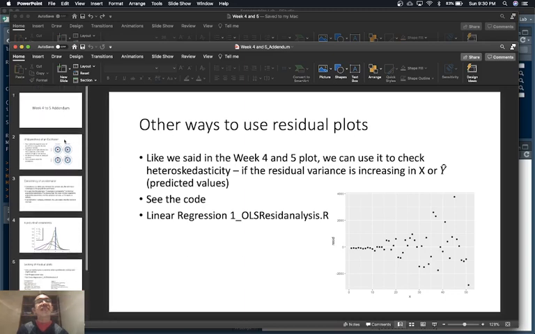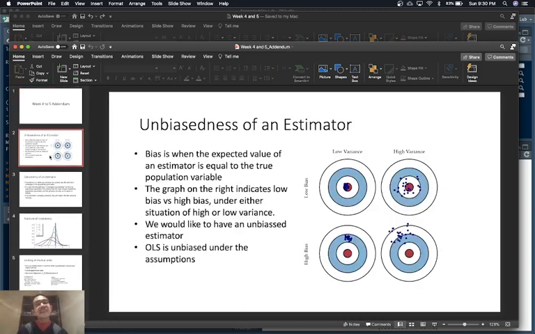Let's talk about the addendum. I did the addendum because I want to make sure that everyone knows what unbiasedness and consistency are, because that will play a role at the end of the course. That's something to remember because with OLS, what you're really after is to make sure that your regression and your estimates are unbiased and consistent. So what is bias? Bias is when the expected value of the estimator is not equal to the true population variable.